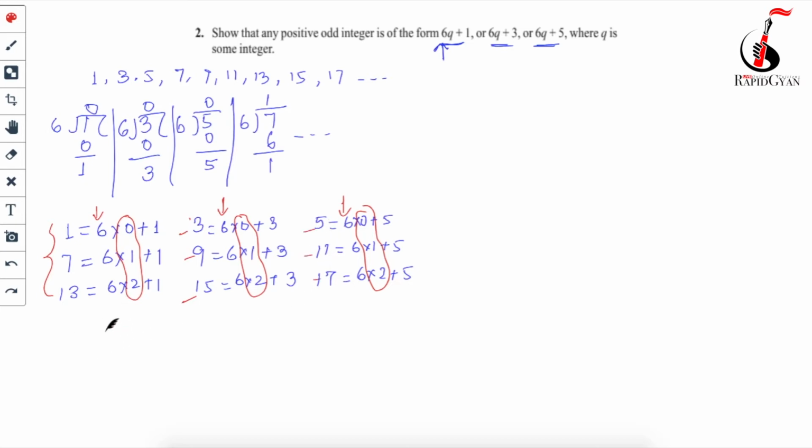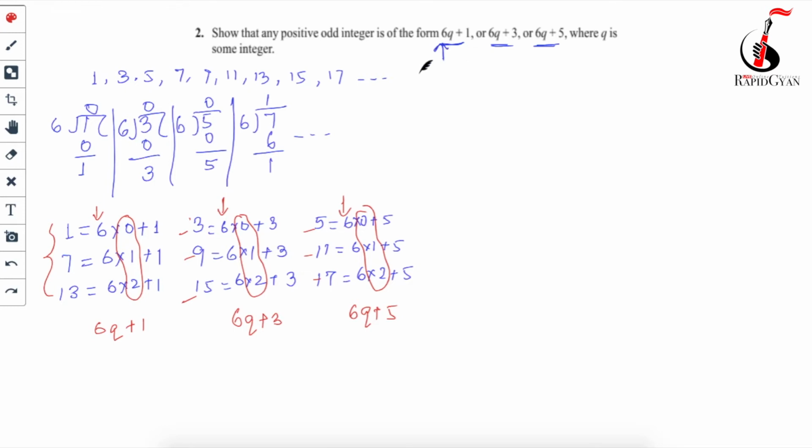So I can clearly write this as 6q plus 1, 6q plus 3 and 6q plus 5. So this is just to make you understand the concept of why we can write all the positive odd integers in the form of 6q plus 1, 6q plus 3 or 6q plus 5. But now if you have to solve this question in your exam, how are you going to solve that, I am going to explain that now.